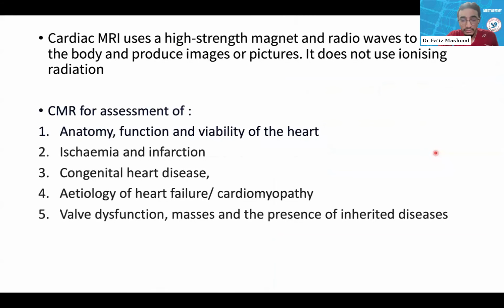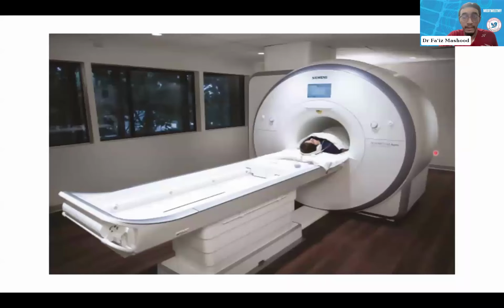Now we're moving on to cardiac MRI. Cardiac MRI is another imaging test. It doesn't use radioactive tracers, but instead uses a high magnetic field and radio waves to produce images. The thing about cardiac MRI is that it's very useful. It has a variety of protocols. You can assess cardiomyopathy, the etiology of heart failure, masses and inherited diseases, and most importantly, it can assess perfusion defects and viability as well, the same as SPECT scan and PET scan.